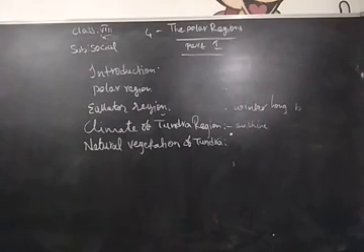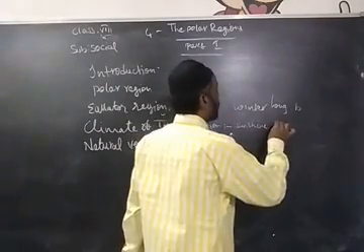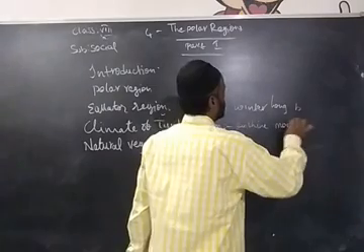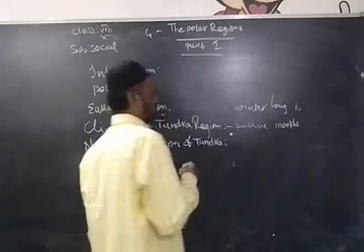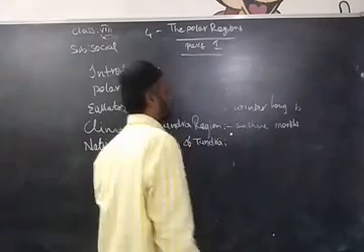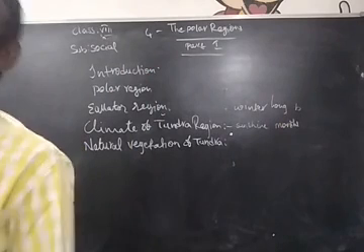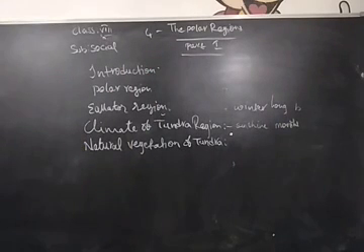For months, temperature remains below the freezing point. So in the Tundra region, for many months, maybe 3 months or 4 months or 6 months, the temperature remains below freezing point, means below -1 degrees or -2 degrees or -5 degrees.